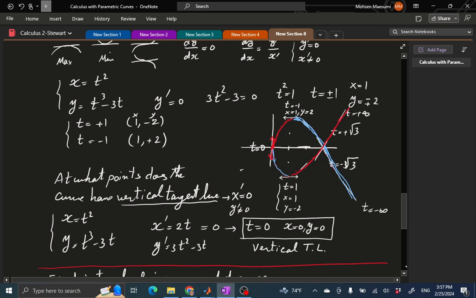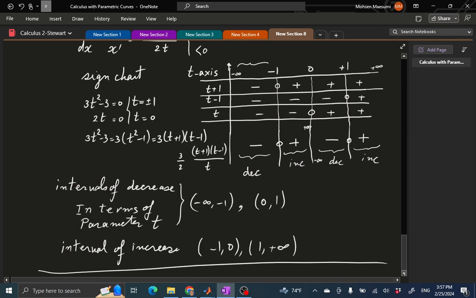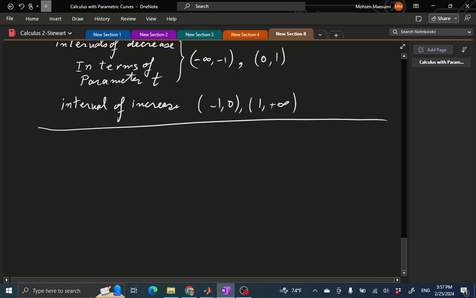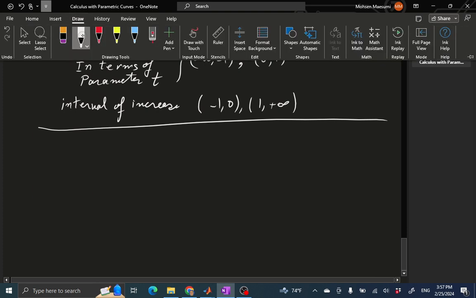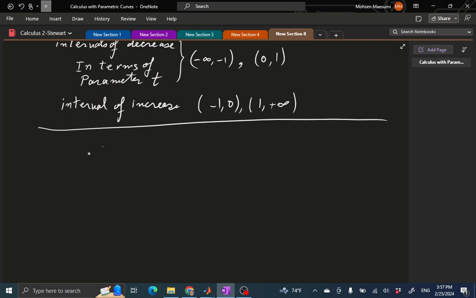How do we clarify this thing to avoid the possible pitfall or something? So dy dx, we said that is y prime over x prime.